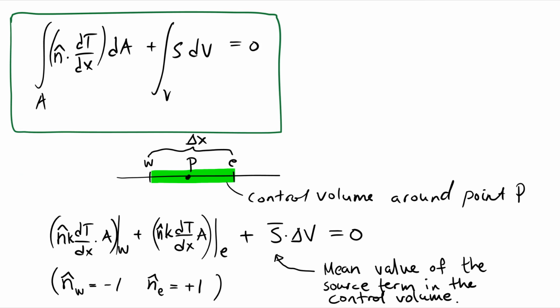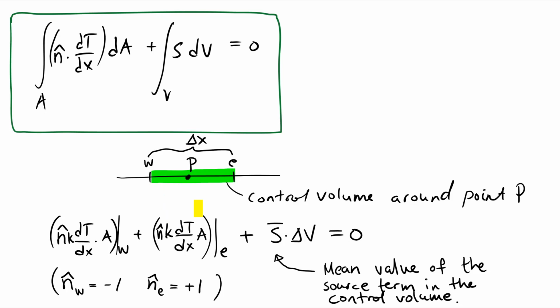So in one dimension this can be done in the following manner. We have a one-dimensional domain, and normally we call the central nodal point P, and around that point we create a control volume. And the west surface is denoted by small w, and the east surface is denoted by small e. And the length of the control volume is delta x here.